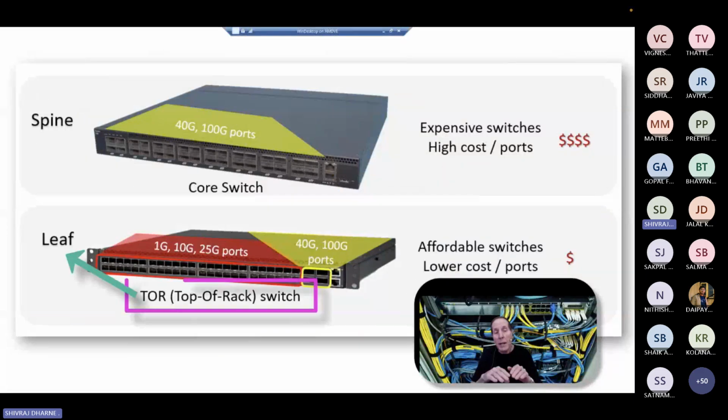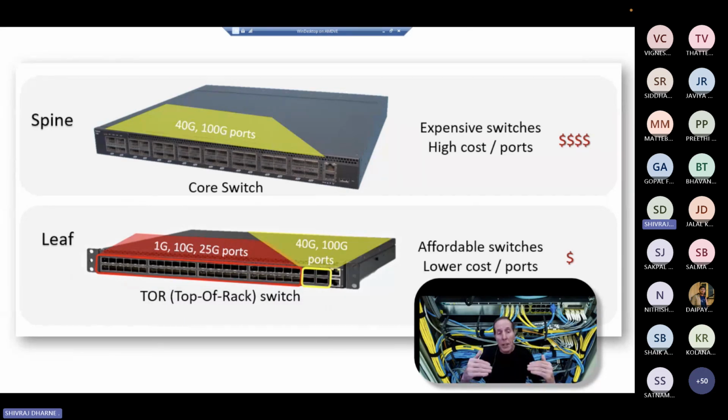Here's an example of my leaf switch and my spine switch. Notice my leaf is synonymous with Tor, top of rack. You can use more affordable switches because you're plugging 1 gig, 10 gig, 25 gig ports down to server storage, and then you uplink using 40, 100, maybe as high as 400 gigabits up to a spine switch, which is a more expensive and higher capacity switch, and that's going to connect you across the data network.